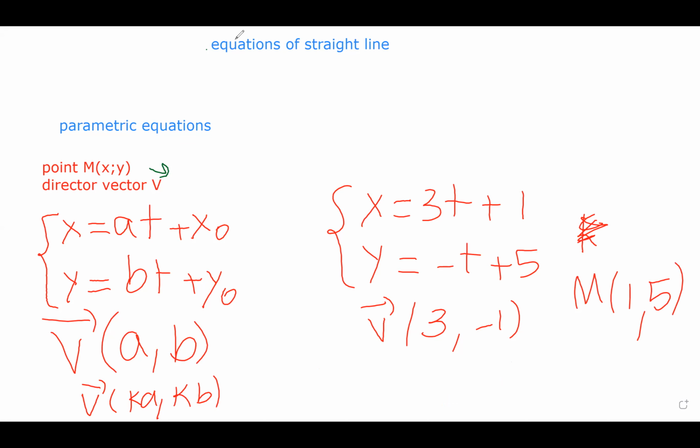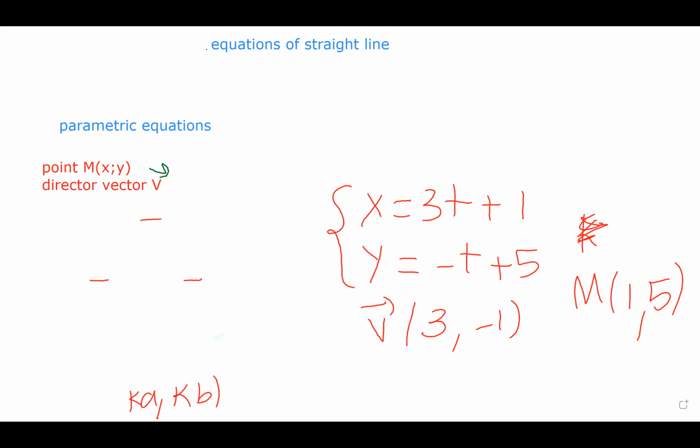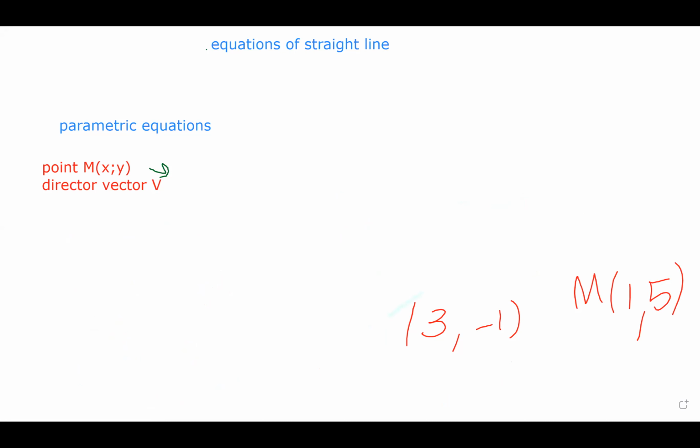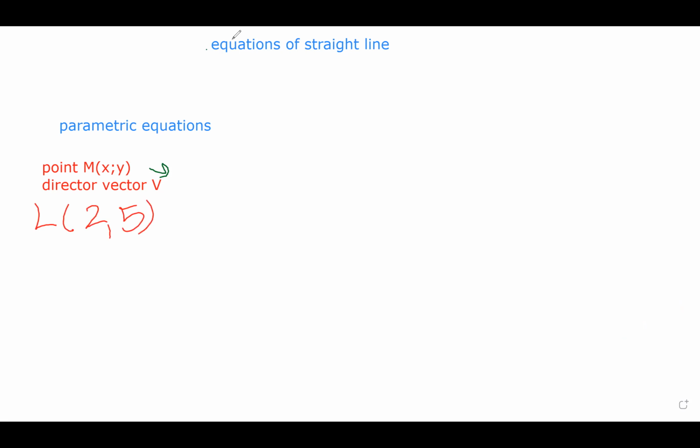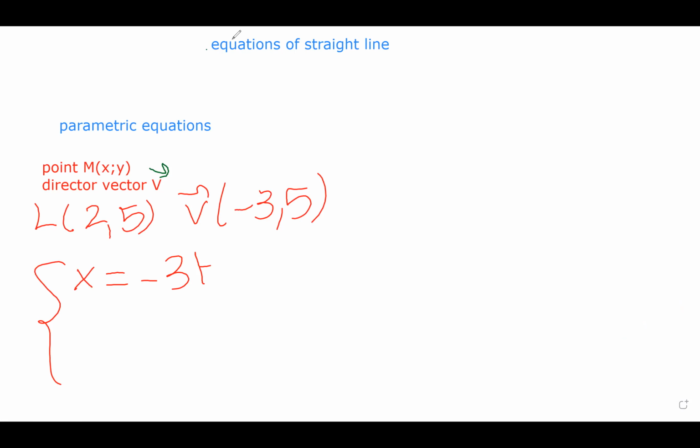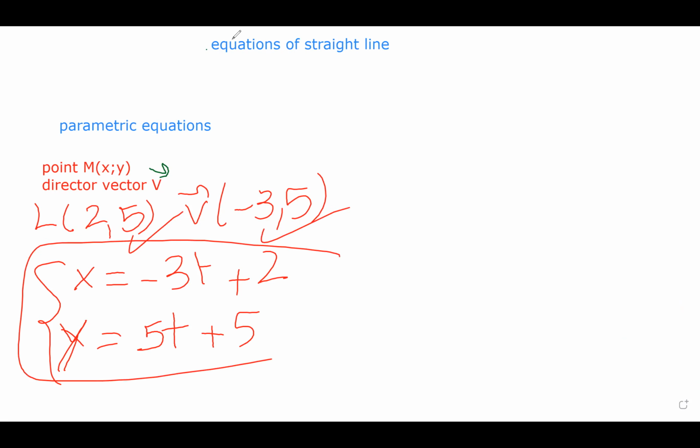Suppose, for example, I told you, pay attention, because what I am going to explain now is new. Suppose I gave you a point L, which is 2, 5, and a directing vector minus 3, 5. Give me a parametric equation. X equals minus 3T plus 2, Y equals T plus 5. Very good.